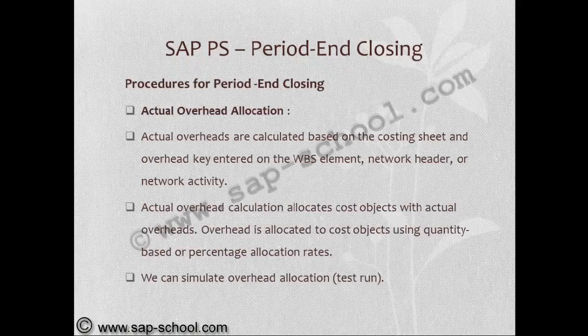Actual overhead allocation means actual overheads are calculated based on the costing sheet and overhead key entered on the WBS element, network header or network activity. Actual overhead calculation allocates cost objects with actual overheads. Overhead is allocated to cost objects using quantity based or percentage allocation rates. We can simulate overhead allocation, which is nothing but a test run.